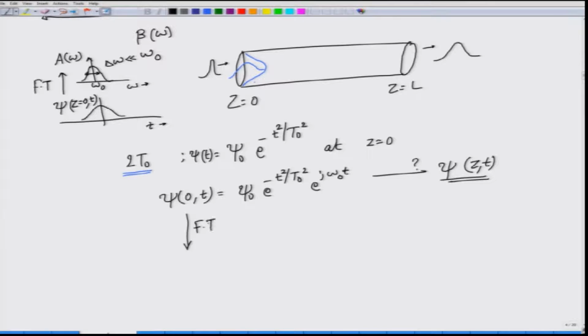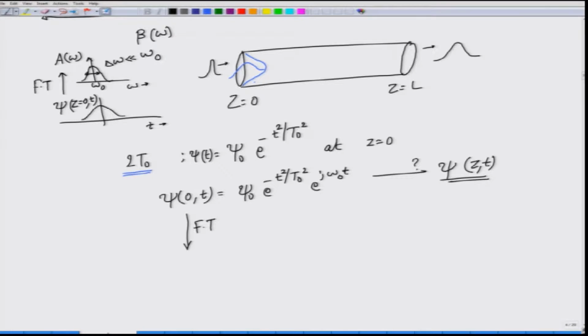We can go to the frequency domain as long as this amplitude psi 0 is very small, okay, in the sense that you do not excite any nonlinear terms in the fiber, which is quite a good approximation for most communication systems, as long as you are looking at short distance communication. For long distance communication, unfortunately, nonlinearities will be there, and this description is not sufficient then.